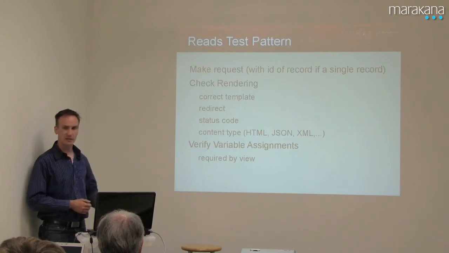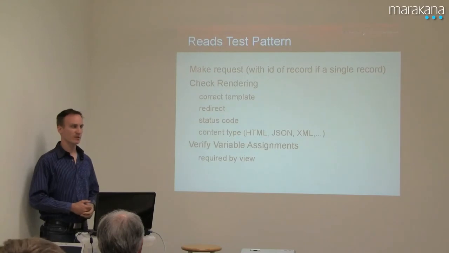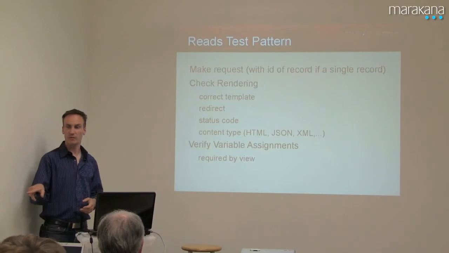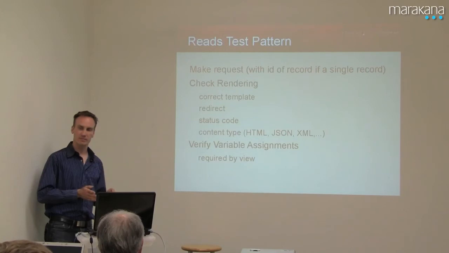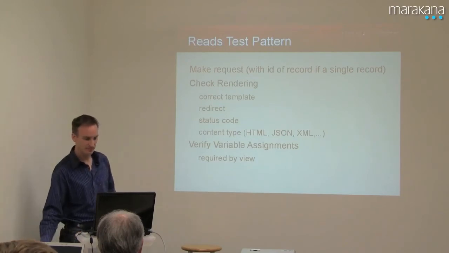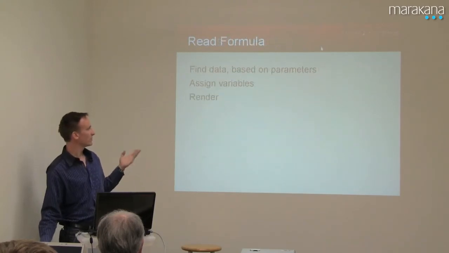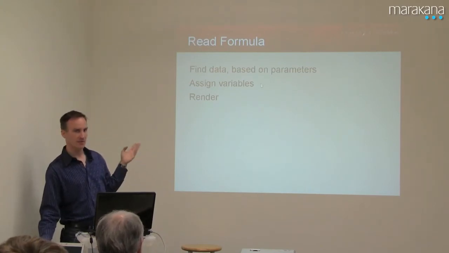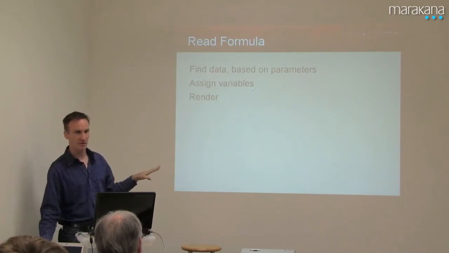The last thing you want to test in the test is that the right variables get loaded and assigned. Why is that important? It's because the controller feeds the view, and the view typically needs a variable or a couple of variables to display the stuff they're going to display. And we want to make sure that the controller has all this at the starting gate. And when we do this, what's left over in the controller is really, really simple. The controller code is just find some data, based on some parameters, assign it to variables, and render something. That's it. That's generally all the controllers on the read side are ever going to do.